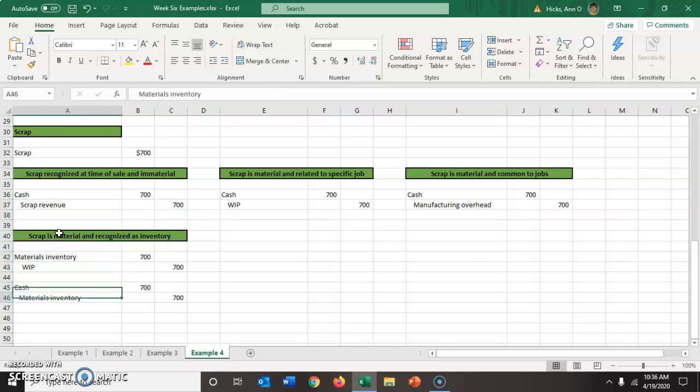Those are management decisions as to what's material, what's immaterial, and how management wants to handle it.